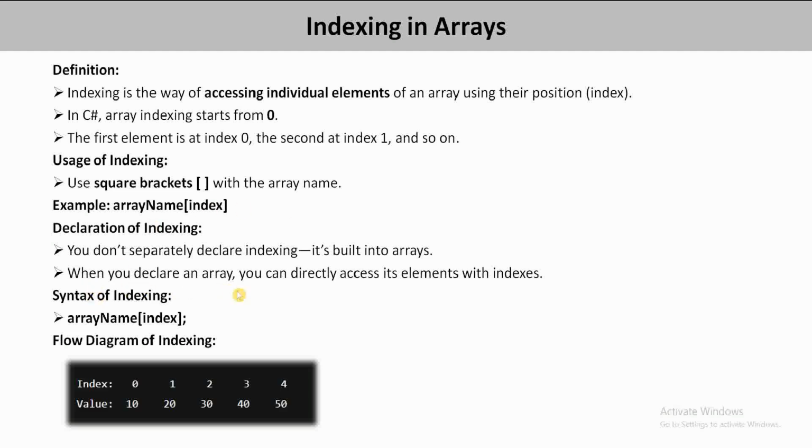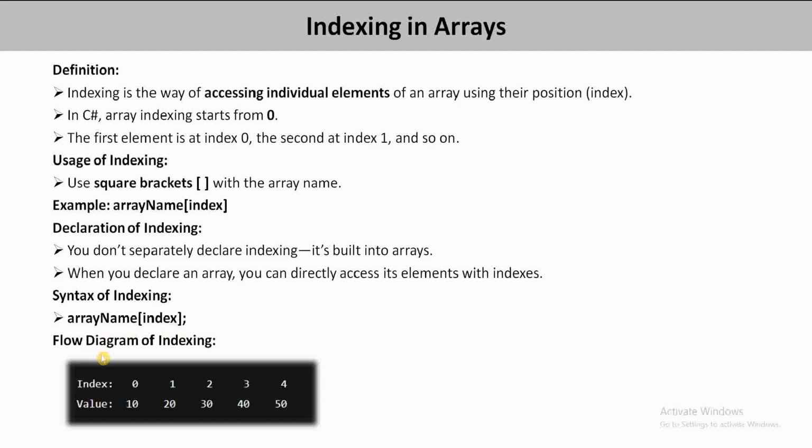When you declare an array, you can directly access its elements with indexing. If we declare an array, we can directly access its elements through the index position, starting from 0. As many elements as we added, we can set that size, and with the position of the elements we can access them through the index value, the index number. So here is the syntax of indexing: the array name and then square brackets with the index.